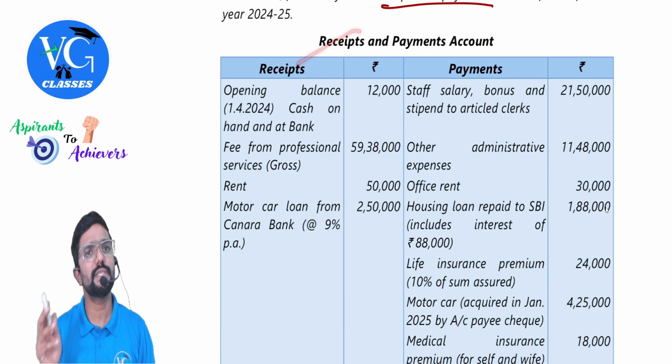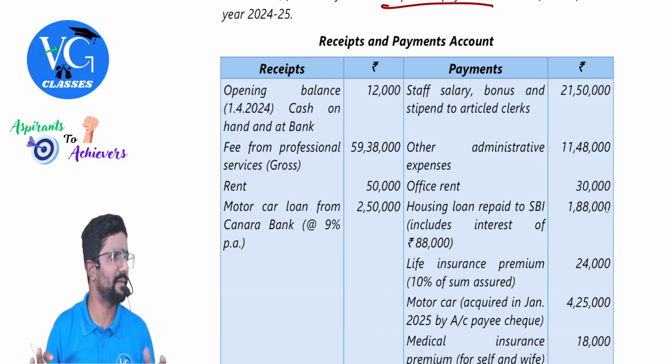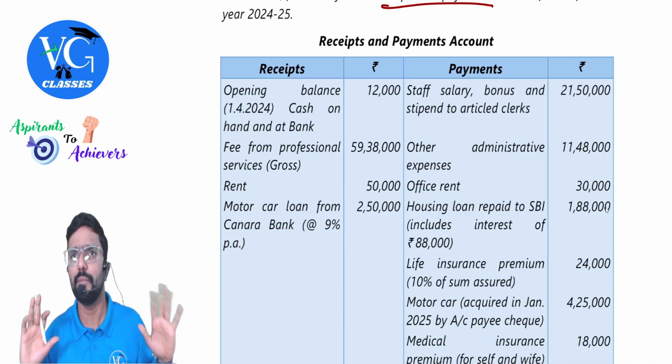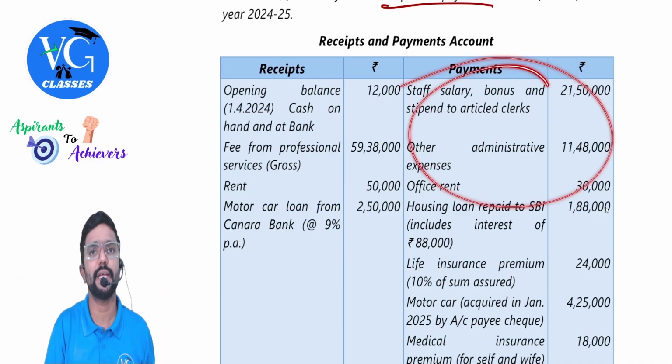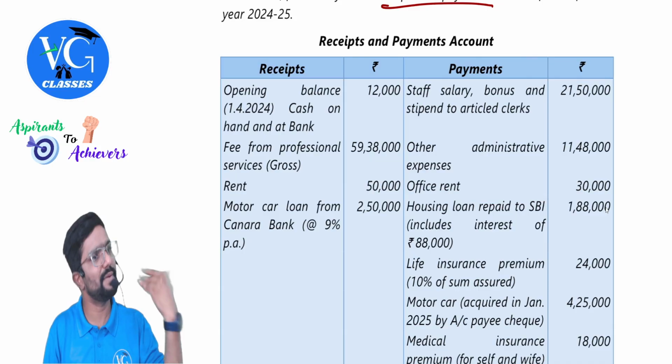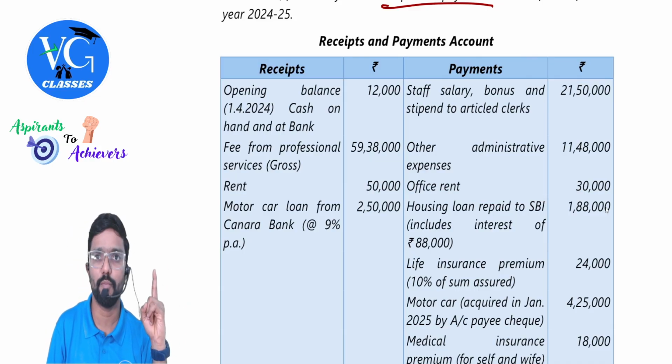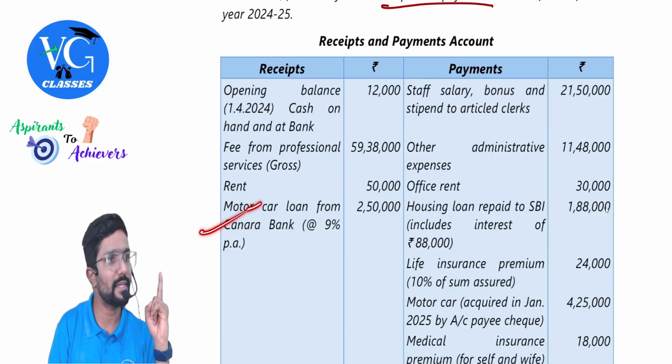In a receipts and payments account, all receipts would be recorded, whether revenue receipts or capital receipts. In the same way on the payment side, whether capital payments or revenue payments, it would be recorded. You need to segregate properly. Clear? Is a loan from a bank an income actually? No.